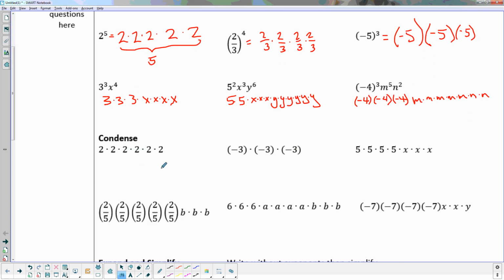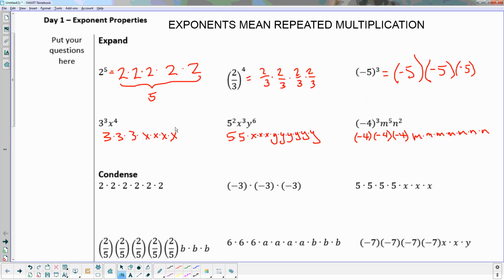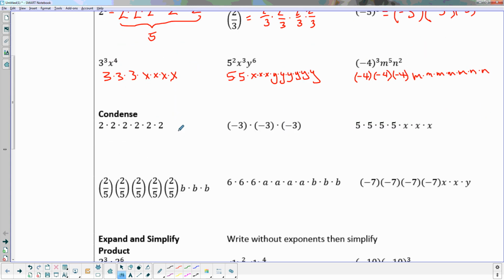Anyways, moving on, we are now talking about condensing. So now I want to take what has started out as something that looks like what I just did in the previous section, and I want to undo that. I want to now write them with exponents. So I look here, well, how many 2's do I have here? I have 1, 2, 3, 4, 5, 6. There's 6 2's, so that's going to be equal to 2 to the 6th.